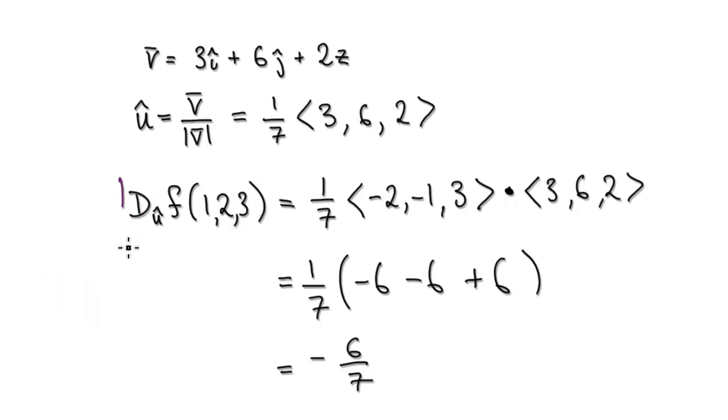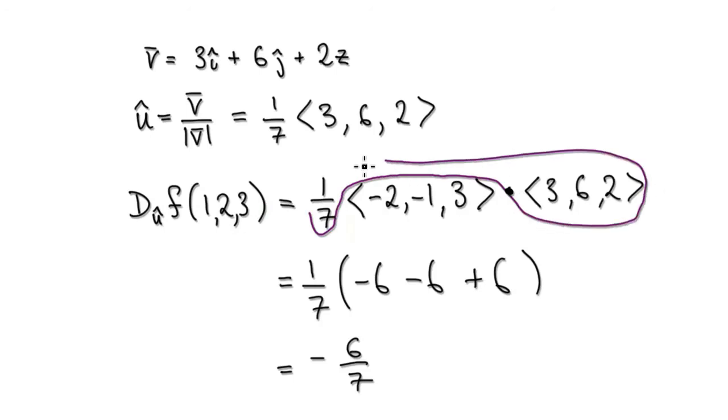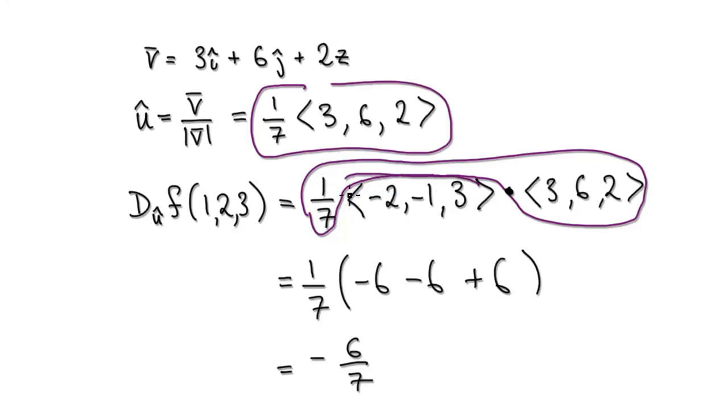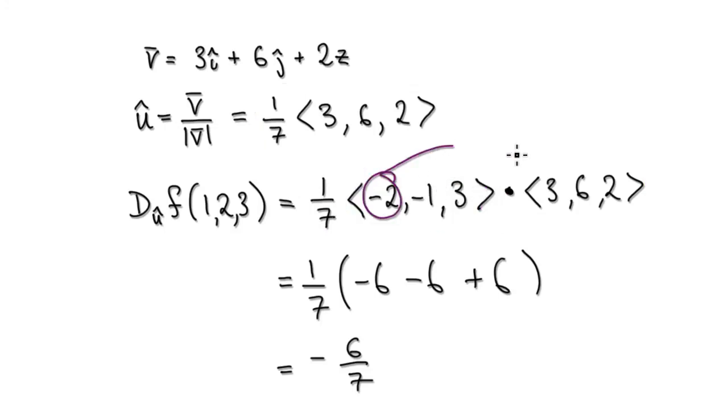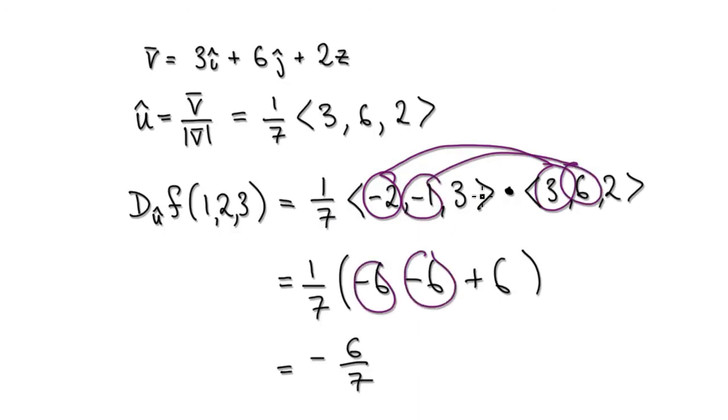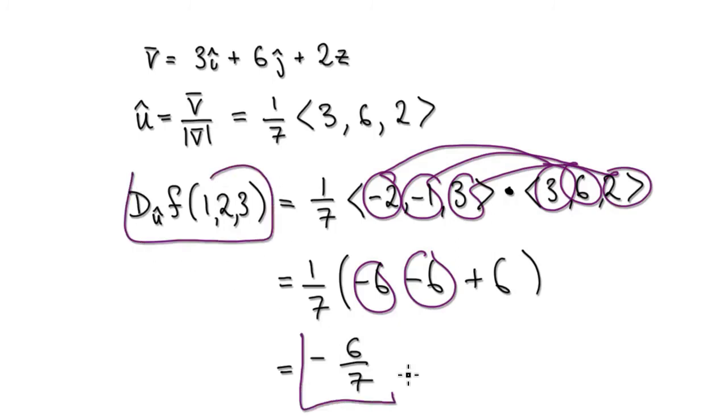Anyway, the directional derivative in this direction at this particular point is given by the dot product of the unit vector, so this is our unit vector, and our gradient vector. So this is our gradient vector. So taking the dot product will be this times this, plus this times this, plus this times this. So our directional derivative is given by this.